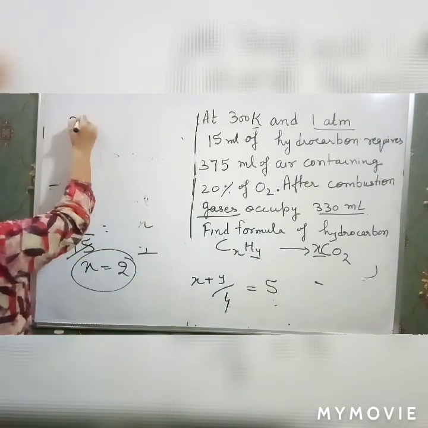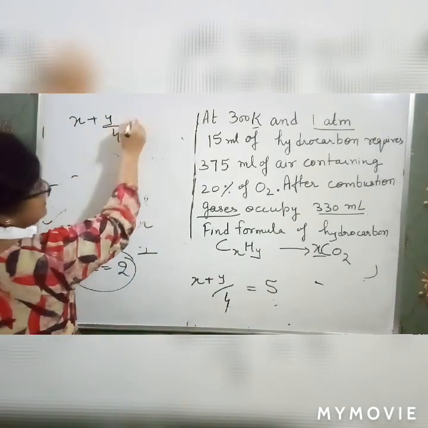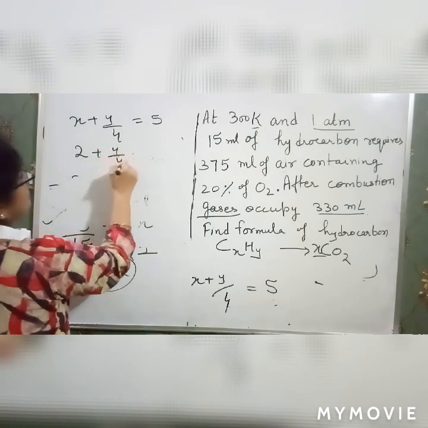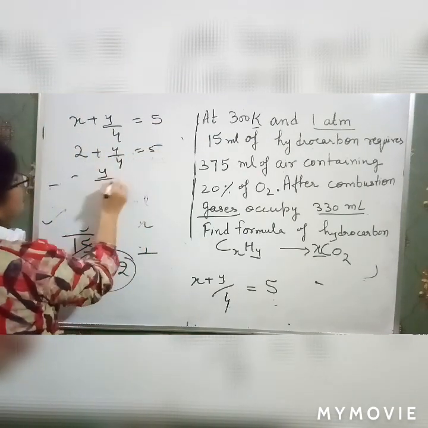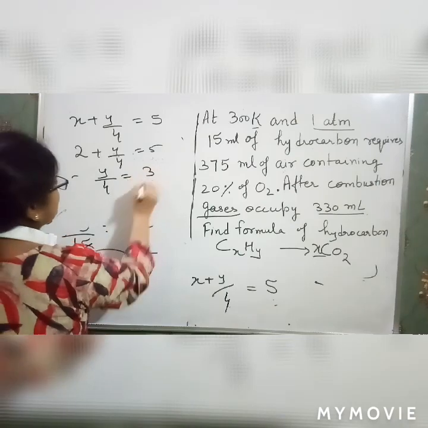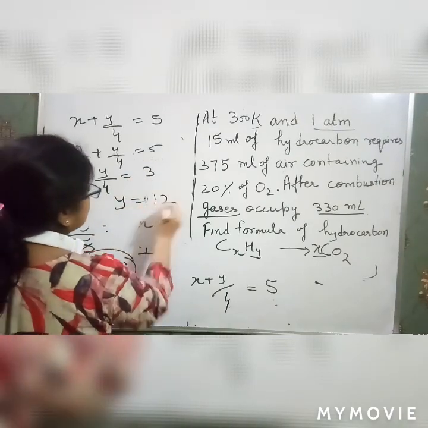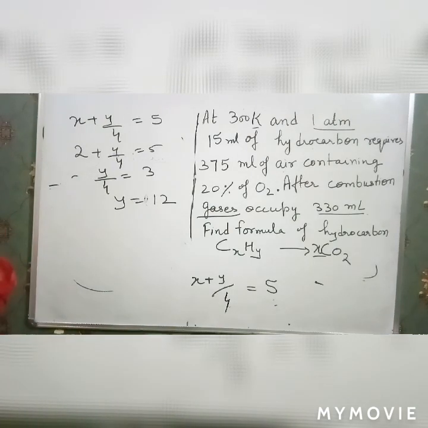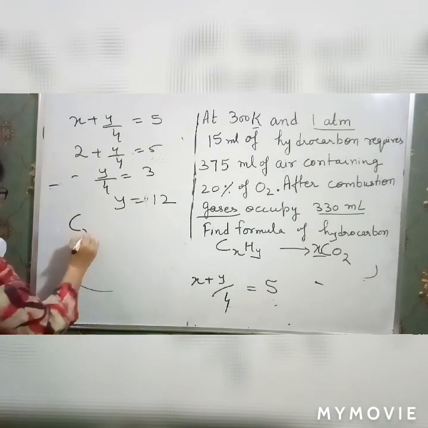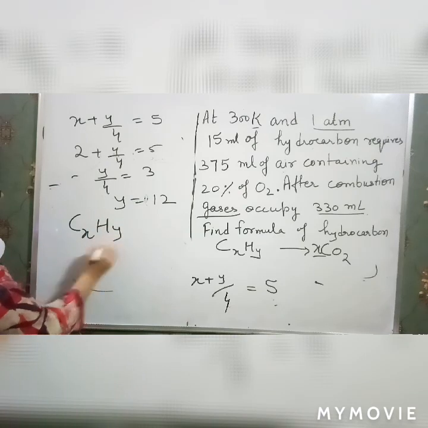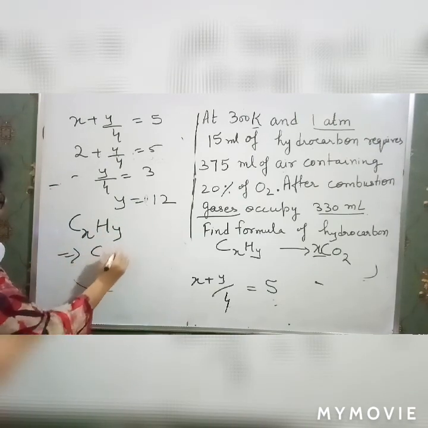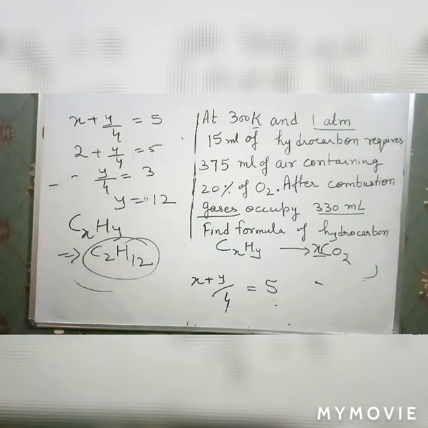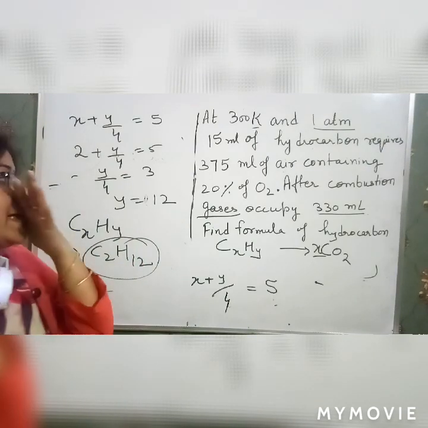So we have X plus Y by 4 is equal to 5. So we have 2 plus Y by 4 is equal to 5. So Y by 4 is equal to 3. That is, the value of Y is 12. So the formula for the hydrocarbon which is burned in the air, as we take CxHy, so we have the formula C2H12. Clear? And this way we solve the problems of the hydrocarbon.